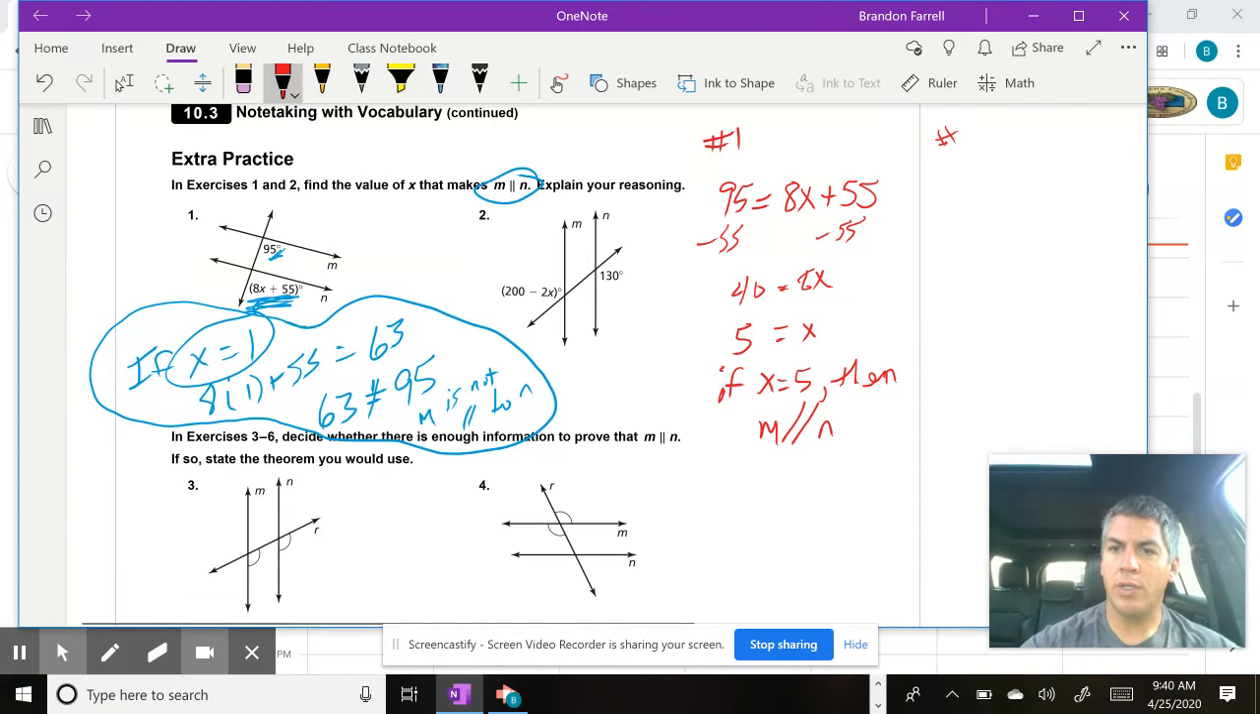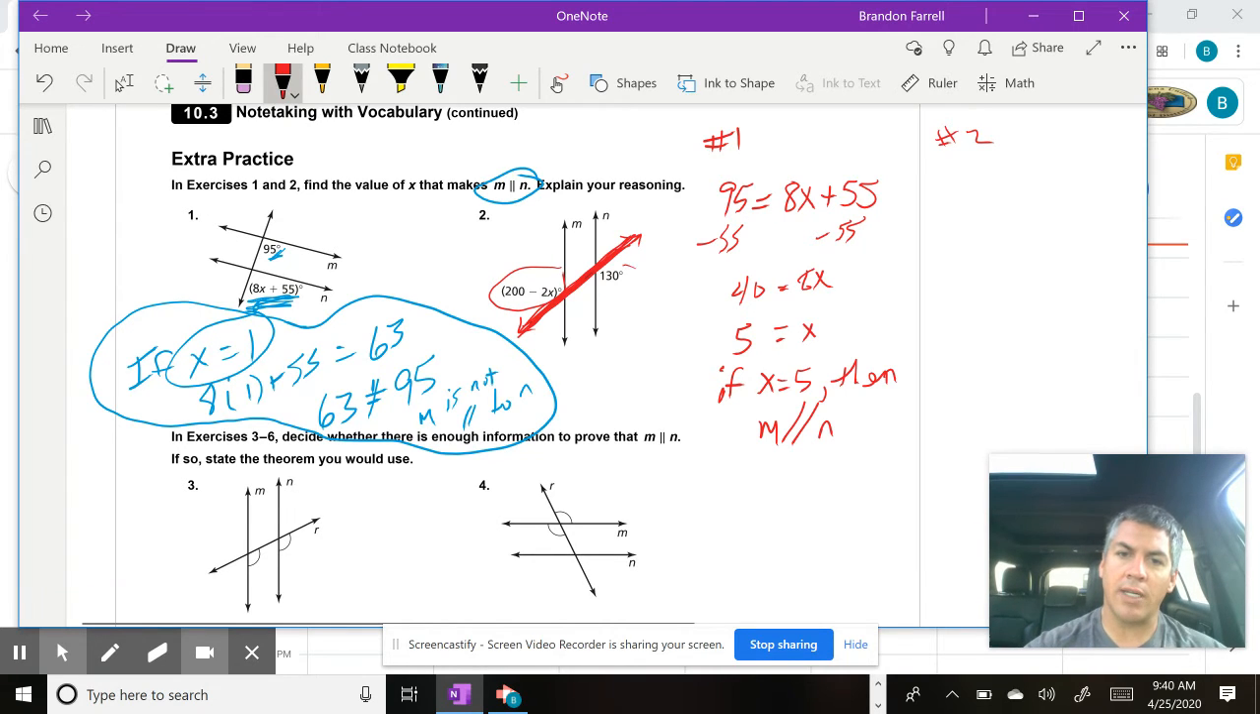Number 2, right above me there, is the same type of thing. These are alternate exterior angles. We know those to be congruent. If M is parallel to N, you can see the transversal. You can see the angle on the outside of the parallel lines here and on the opposite side of the transversal. Those are alternate exterior angles, and we need those to be the same for M to be parallel to N.